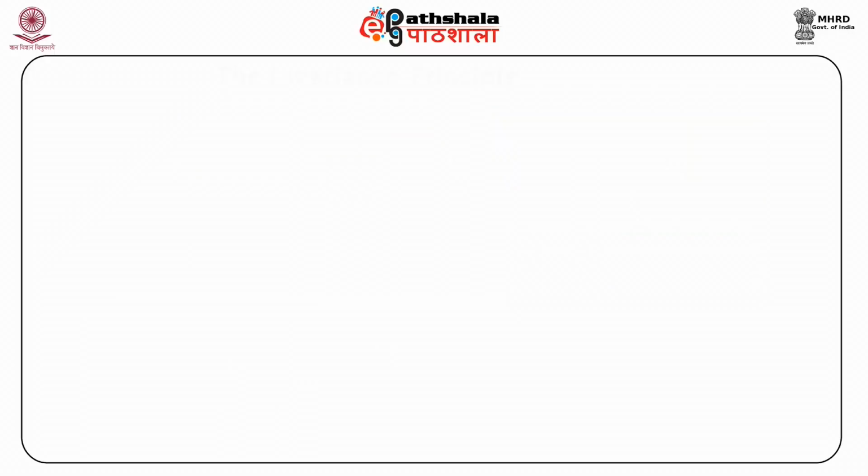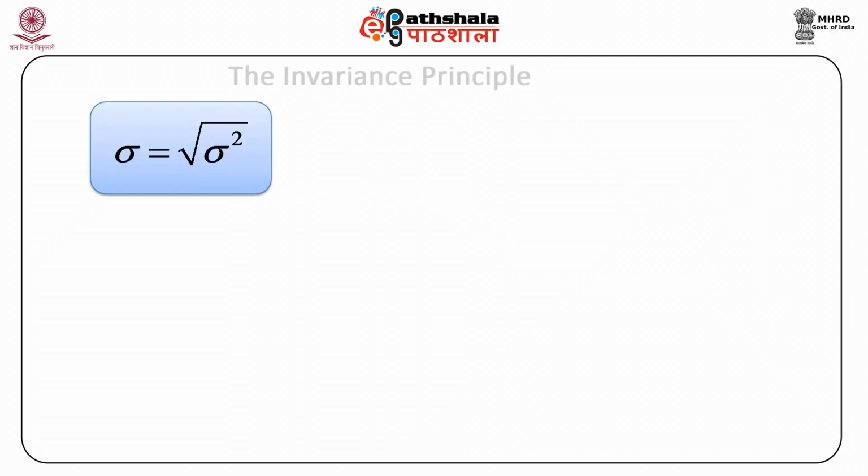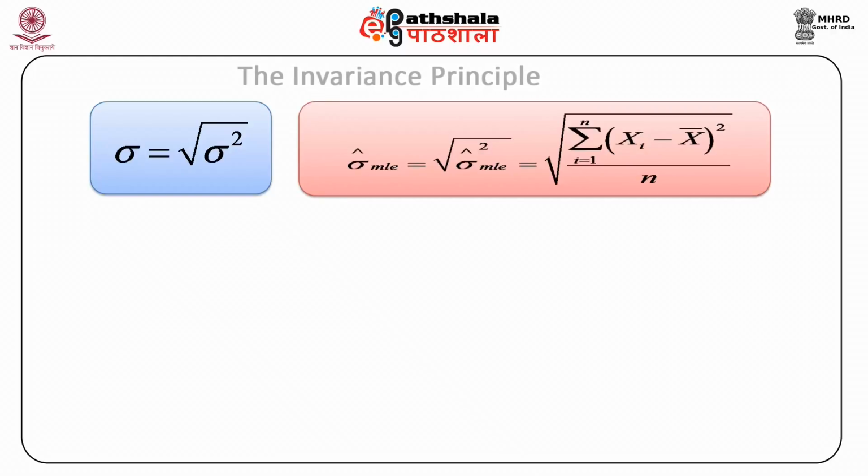The last method is the invariance principle. The invariance principle can be used to derive maximum likelihood estimators of functions of parameters. One such example is the maximum likelihood estimator of sigma. The standard deviation is a function of variance. Since sigma is equal to the square root of sigma square, therefore sigma hat MLE is equal to the square root of sigma hat square MLE. Now this is equal to the square root of the summation of (xi minus x bar) squared divided by n.